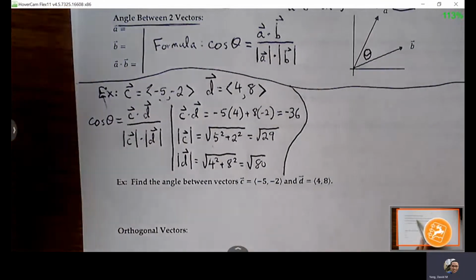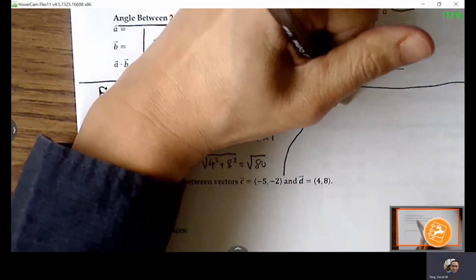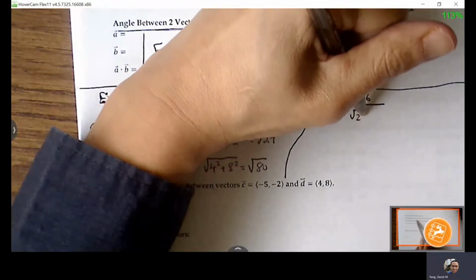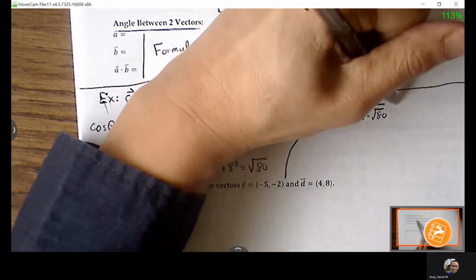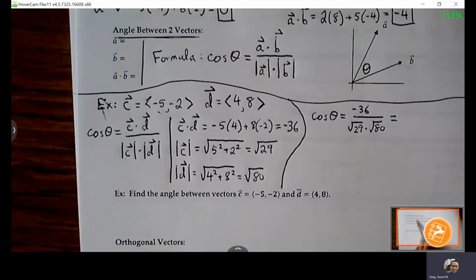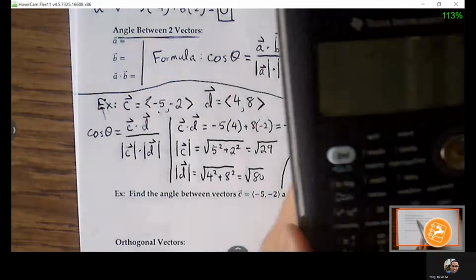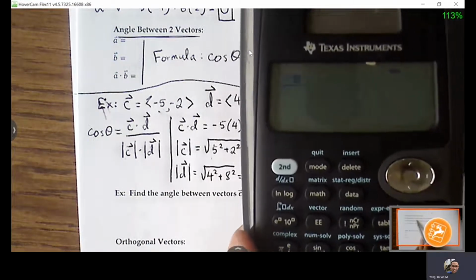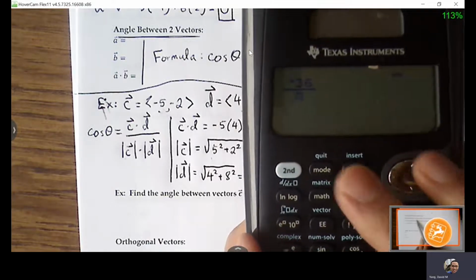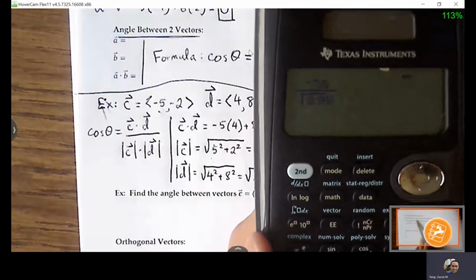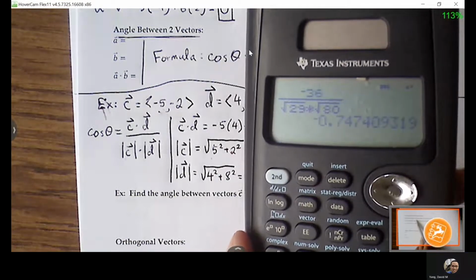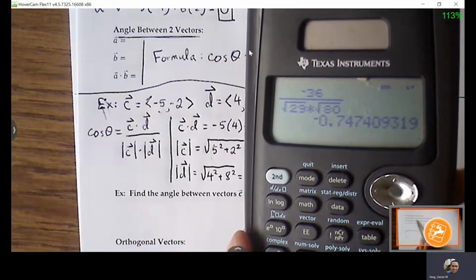And we're going to go to the calculator to see if it'll help us get it down to an angle measure. Okay, so negative 36 is the numerator. Denominator is the root 29 and the root 80. Okay, so use your calculator. Let's get that right side cleaned up as much as we can. Okay, negative 0.747.